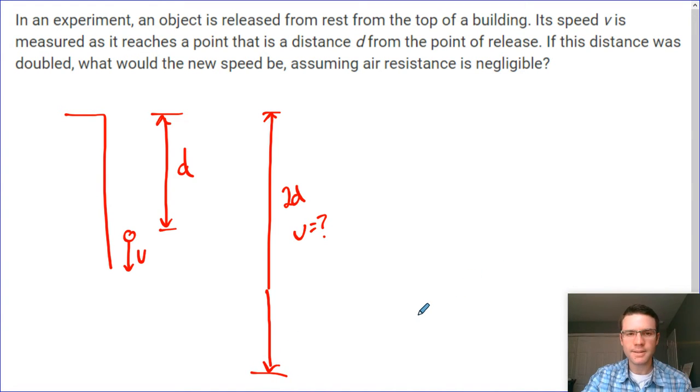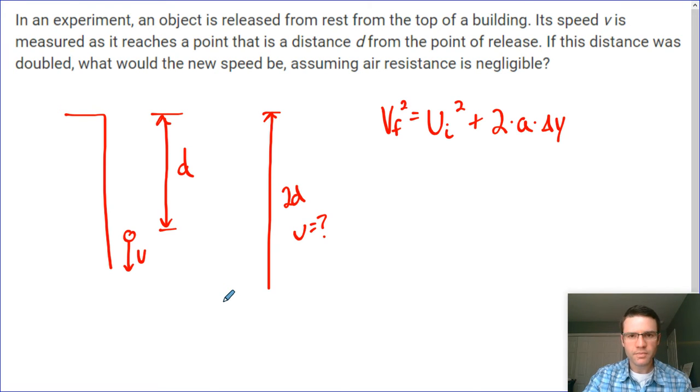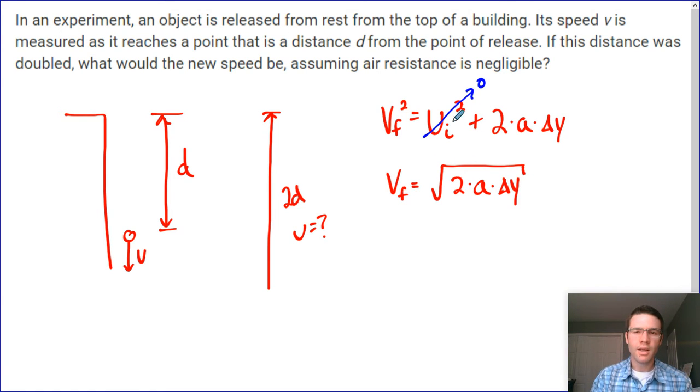Well, this is kinematics. So I want to know what's my kinematic relationship between a distance fallen and a velocity. How do I relate velocity to a distance fallen when I have an acceleration? And your acceleration would be g here. Well, that equation would be v final squared equals v initial squared plus 2 times a times delta y. And now I can relate my acceleration, my distance fallen, and my final velocity. Our initial velocity is 0, so that drops out of my equation. And if that drops out, you can solve this for your final velocity, and you get the square root of 2 times a times my displacement in y.